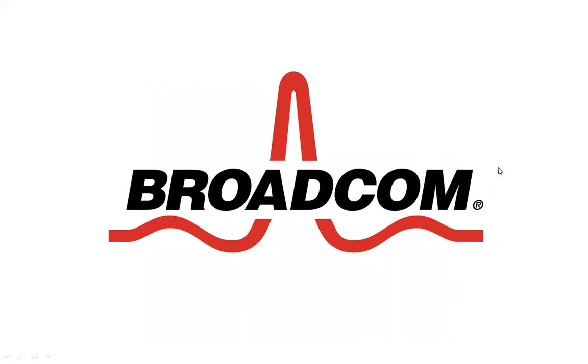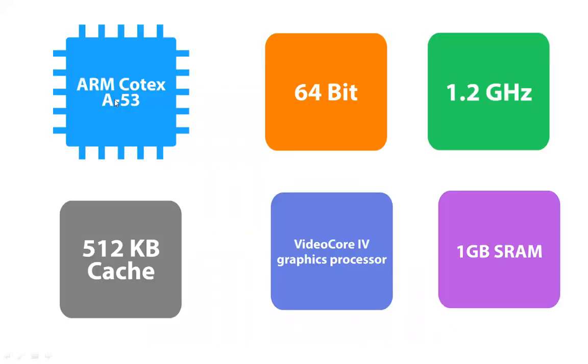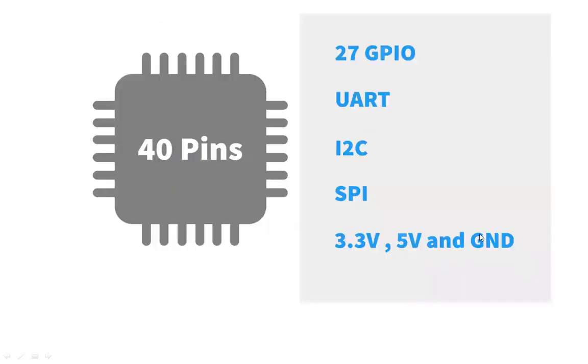If you see here, this is the ARM Cortex A53 processor being used in our Raspberry Pi. It is a 64-bit processor and it has a clock speed of 1.2 gigahertz, and it has a cache of 0.5 MB, and it has a VideoCore processor, so it can do video processing as well, and it has 1 GB RAM. We can use this for Raspberry Pi 3B. Raspberry Pi 4 is coming with more GB of RAM. Okay, we can use them.